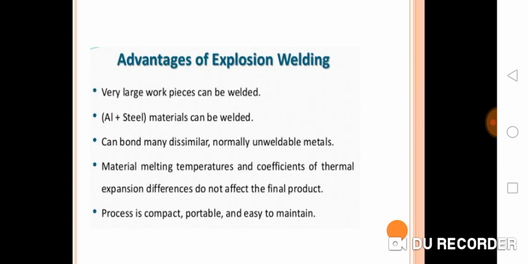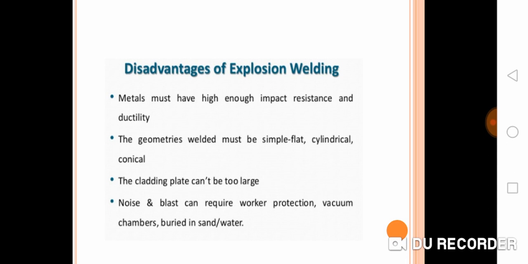Then the advantages of explosion welding: very large workpieces can be welded, and dissimilar metals can be welded. The differences in melting temperature and coefficient of thermal expansion do not affect the final product because the materials are not much affected by heat, so these are not a problem. Then it is compact and easy to maintain, and these are the disadvantages.